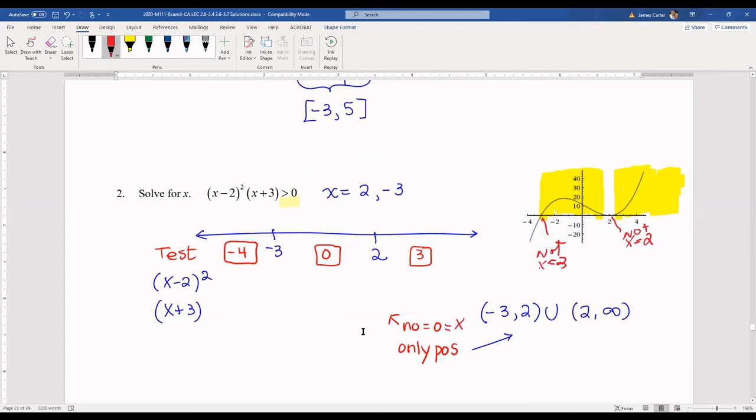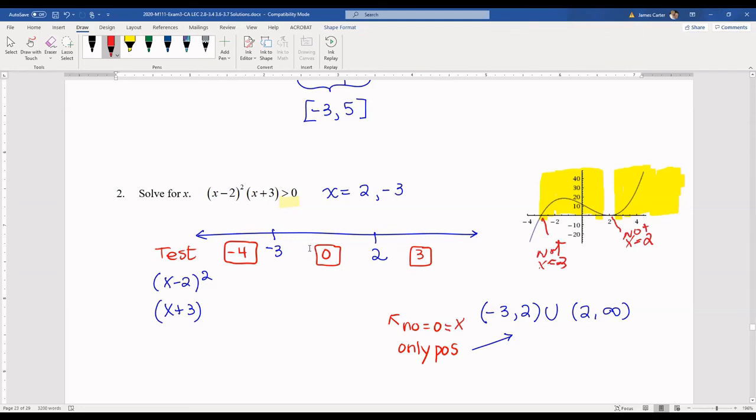Okay, let's look at this one. Here they give us an equation in factored form. That gives us a value here of -3, right there. It gives us a value of +2 right here of multiplicity 2. Okay, this multiplicity 2 means that's a touch and go spot. This is a crossing spot.